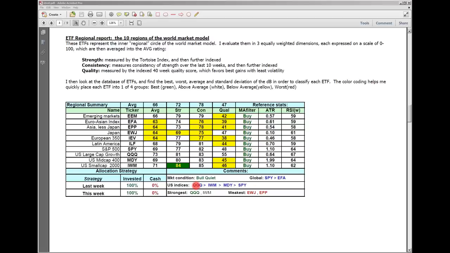Among the U.S. indexes, the strongest is the technology at 73, then small caps, then mid caps, followed by the large caps. The two strongest sectors, technology and small caps, two weakest are Japan and Asia less Japan.